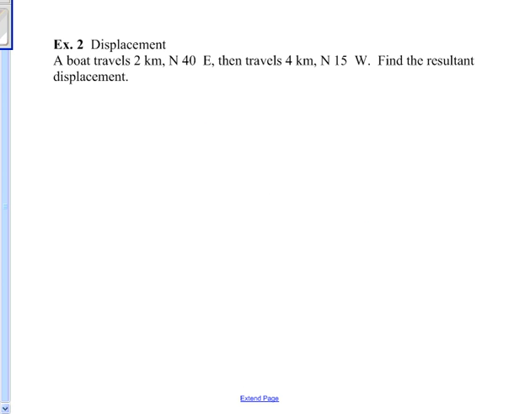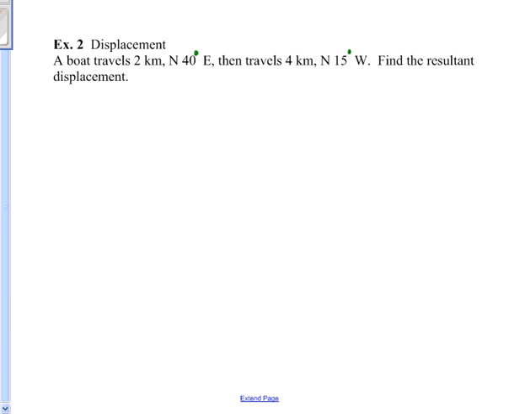Example number 2 is one of displacement, very same principles. A boat travels 2 kilometers north 40 degrees east, and then travels 4 kilometers north 15 degrees west. Find the resultant displacement. I'm going to draw my diagram fairly large so that I can see all those angles that we're going to be working with.